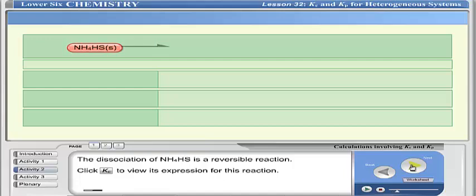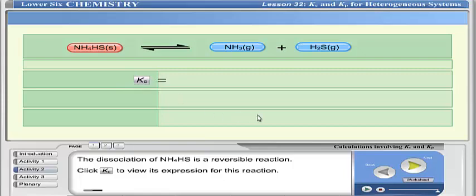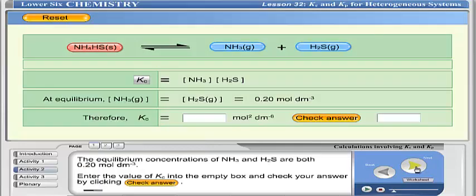The dissociation of ammonium hydrogen sulfide is a reversible reaction. Click the Kc button to view its expression for this reaction. The equilibrium concentrations of ammonia and hydrogen sulfide are both 0.20 mole per cubic decimeter. Enter the value of Kc into the empty box and check your answer by clicking the Check Answer button.